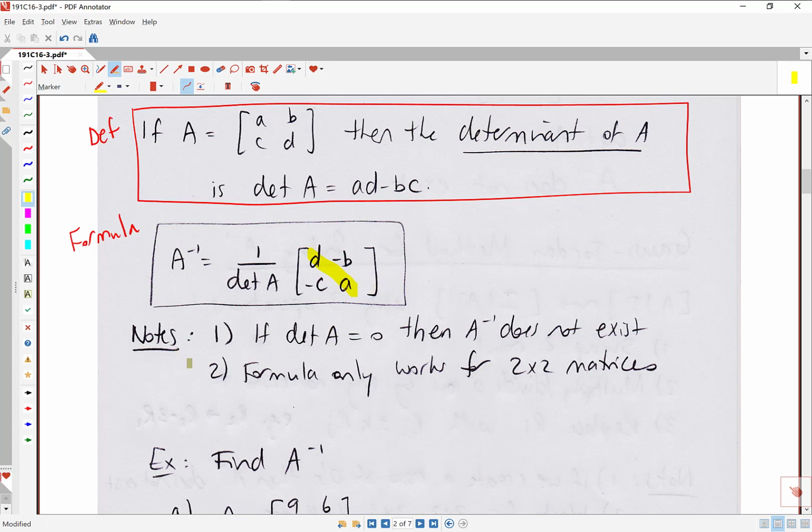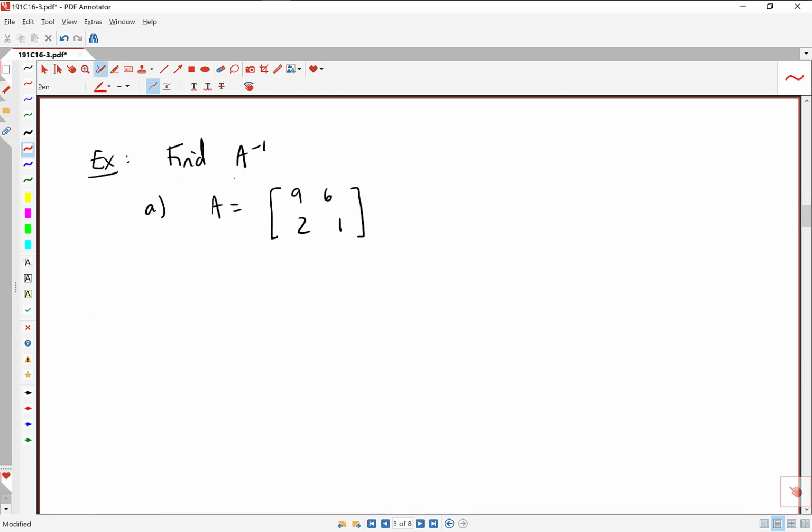A couple of comments about this before we jump into some examples. First comment is that if the determinant of A is equal to 0, then A inverse does not exist. If the determinant of A is equal to 0, then the matrix A has no inverse. That makes sense based on our formula because it would not make sense to go 1 divided by 0. Second comment is that this formula only works for 2 by 2 matrices. We will see a second method a bit later in this video for how we find inverses for 3 by 3 and bigger matrices.